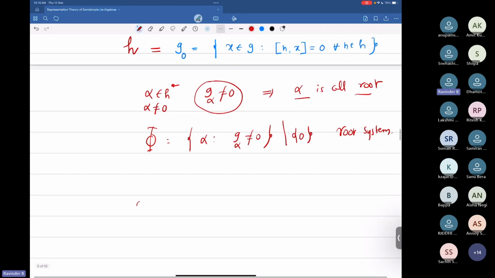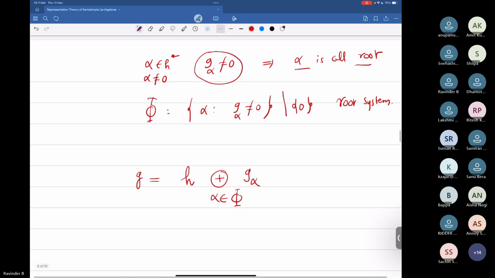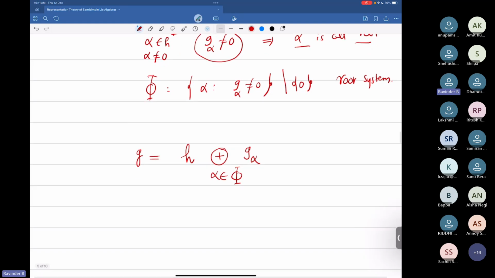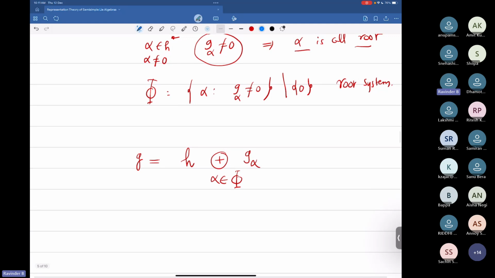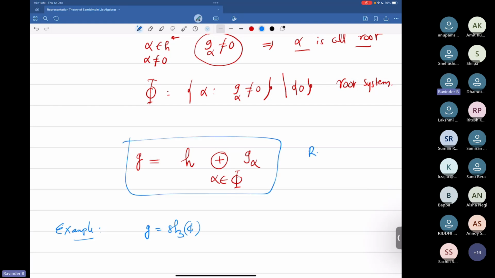So finally what you are getting, G can be decomposed as some Cartan subalgebra you begin with, then there are some root spaces which are coming from the root system. Okay. Now, what we did at present, maybe it's better to do in this example, G equals SL3C. Okay. So this decomposition is called root space decomposition.